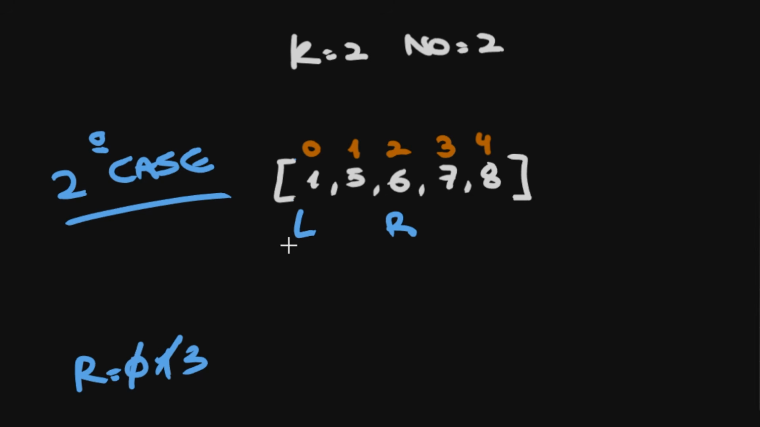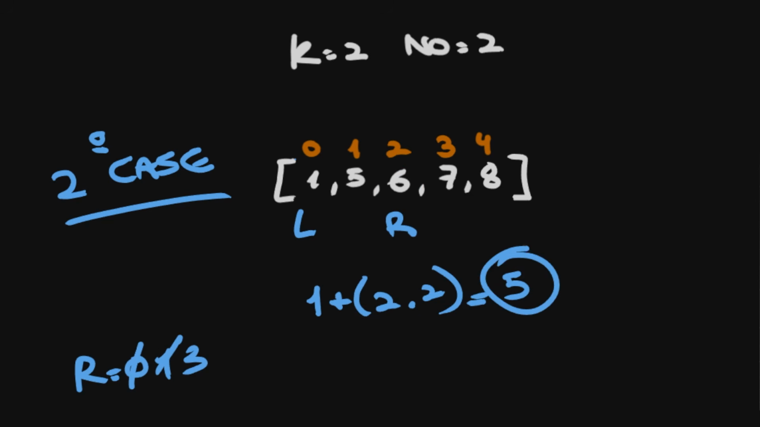Now right is here and we are checking if this window is valid. We take nums at left, which is 1, plus 2 times k, which is 2. Remember, this is the same we did a few seconds ago. 2 times 2 is 4, plus 1 is 5. So the right bound from this point is 5, and 6 is greater than this right bound. So at this point we need to update left.